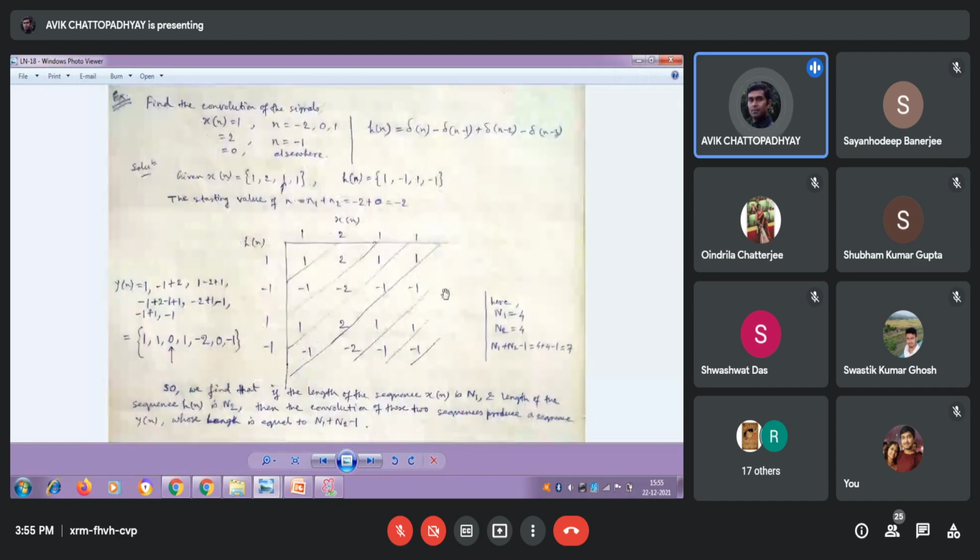Now we have done some examples related to the continuous time domain signals, as far as the convolution is concerned.